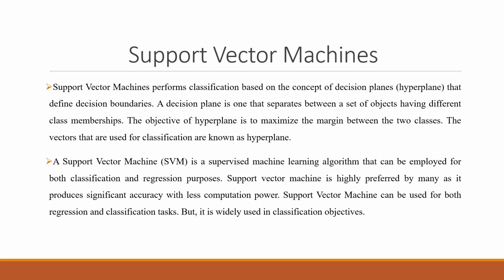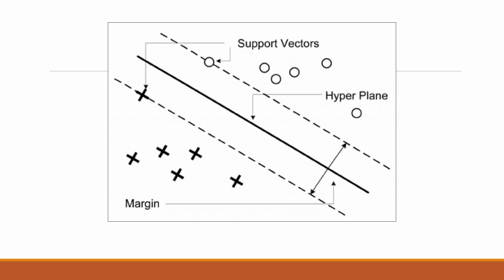A support vector machine is a supervised machine learning algorithm that can be employed for both classification and regression purposes. It is highly preferred by many as it produces significant accuracy with less computation power. It can be used for both regression and classification tasks, and it is widely used in classification objectives.